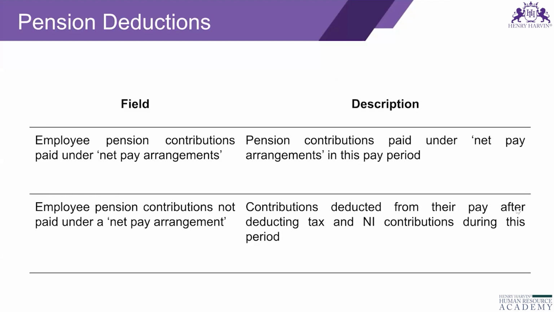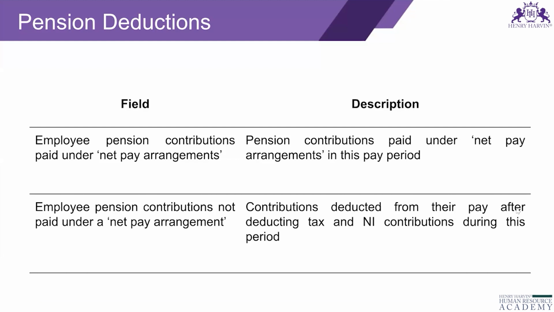Then pension deductions. I told you there are two types of pensions, where in one you'll get tax benefit, and in the other you cannot. You will have a different type of pension wherein you cannot get the tax benefit. So there will be two fields. One is employee pension contribution paid under net pay arrangements. So what is this? Pension contributions paid under net pay arrangements in this pay period.